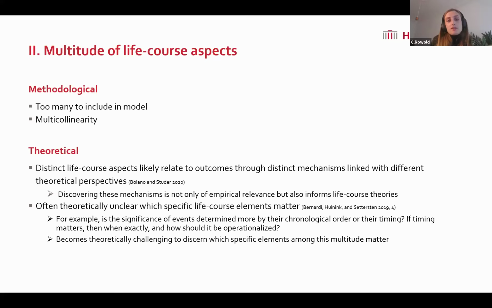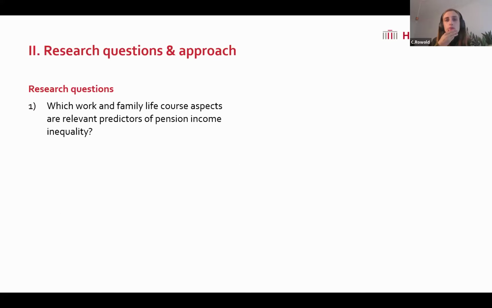So for example, is it actually the order of events that matters? Is it the timing that matters? If it's the timing that matters, then when exactly and how should it be operationalized? That's basically what I want to come a bit closer to by answering the first research question, which is which work and family life course aspects are relevant predictors of pension income inequality.